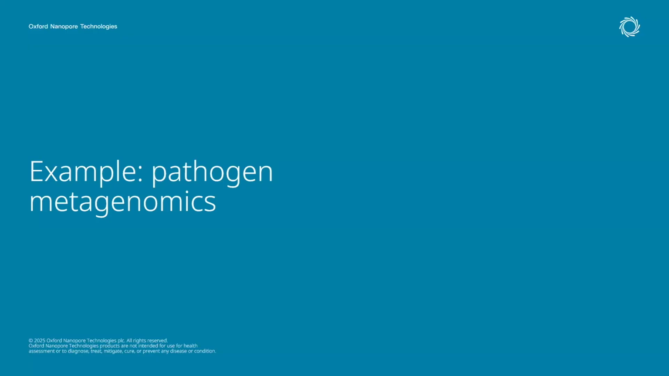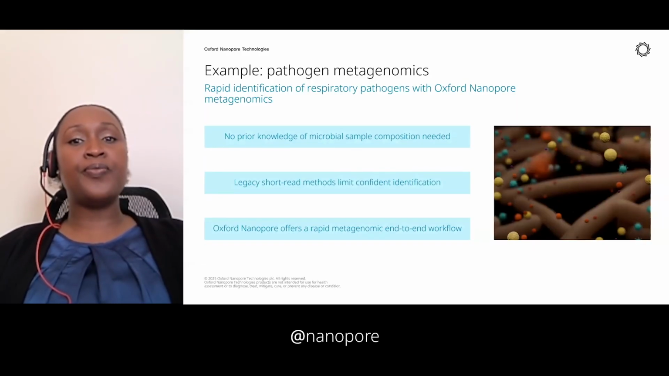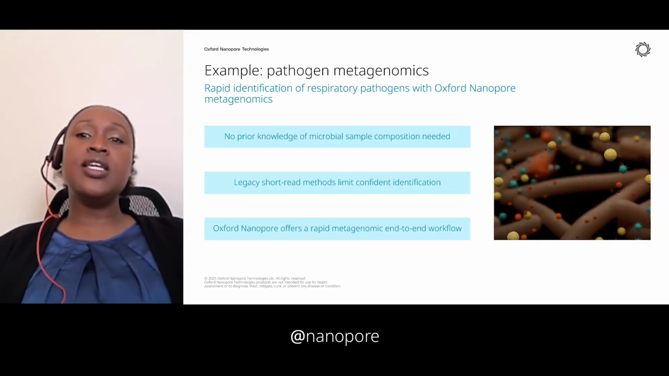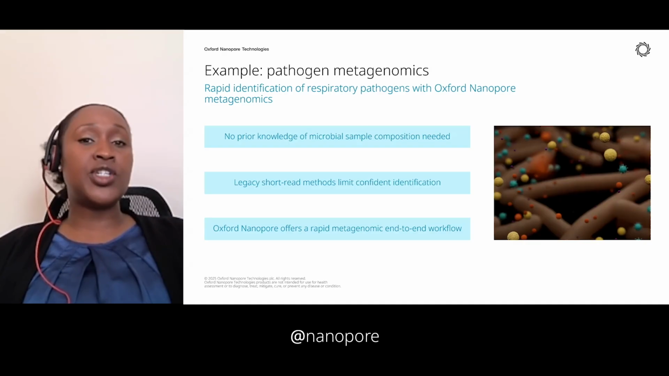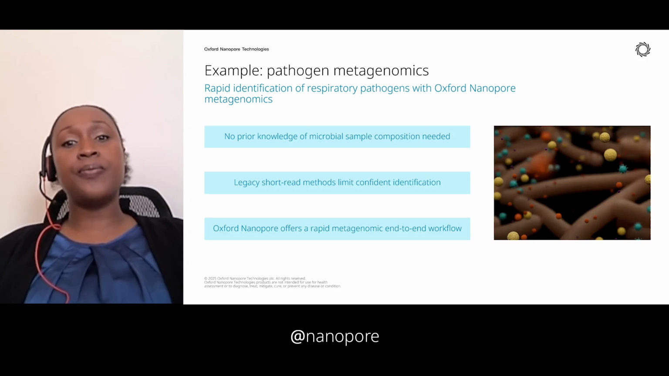Now that we have all of the pieces of the puzzle together, let's look at an example of an end-to-end solution, the pathogen metagenomics workflow. Metagenomic sequencing is a key technique used in the identification of potential pathogens, providing important insights for outbreak surveillance that could inform public health measures.